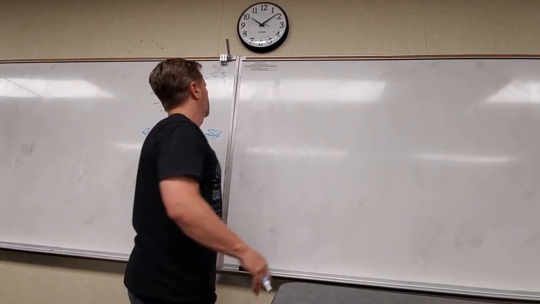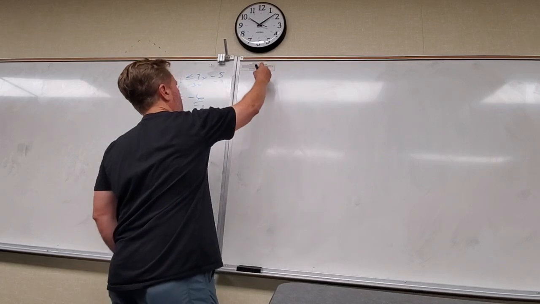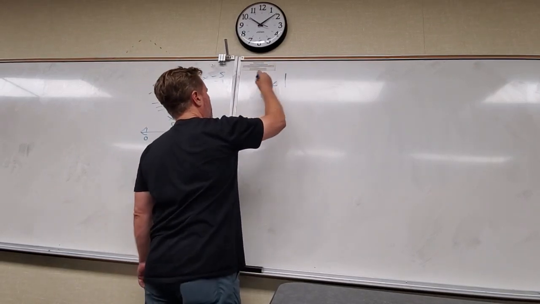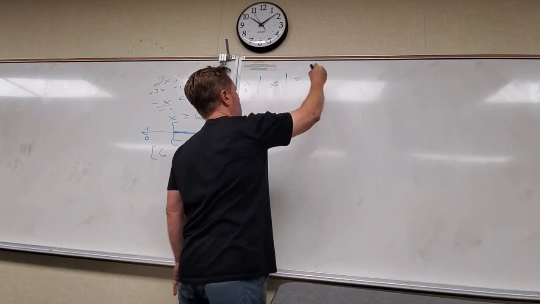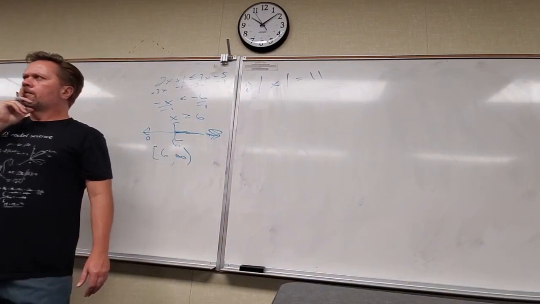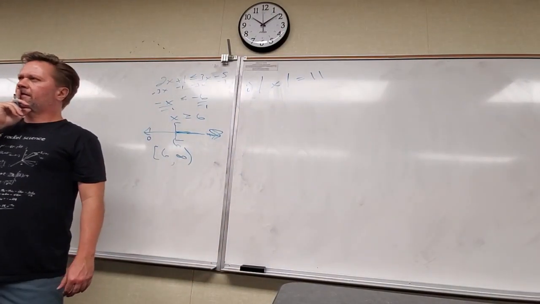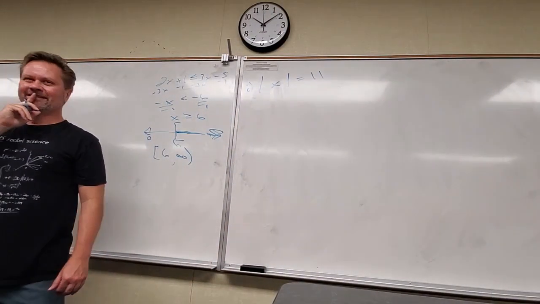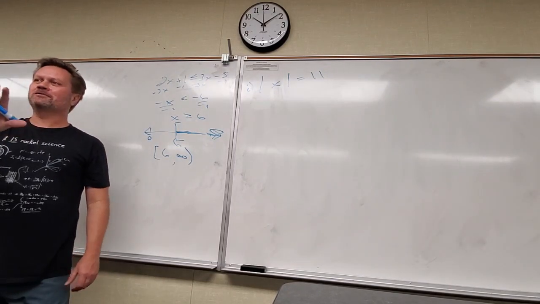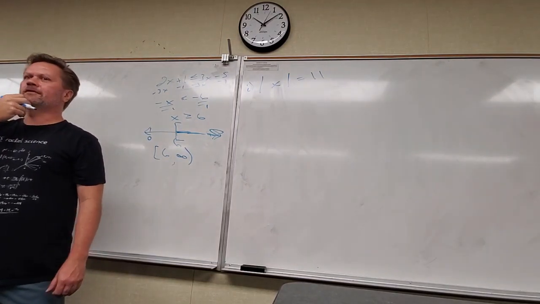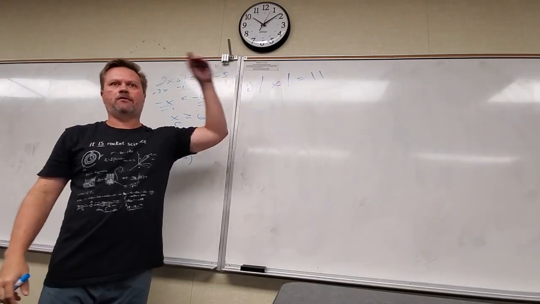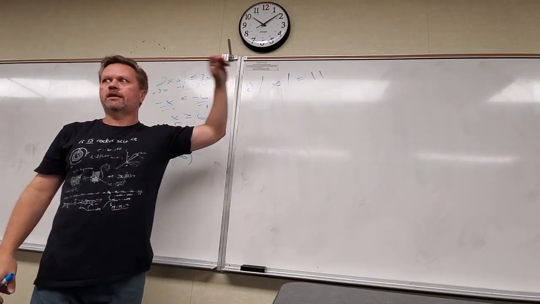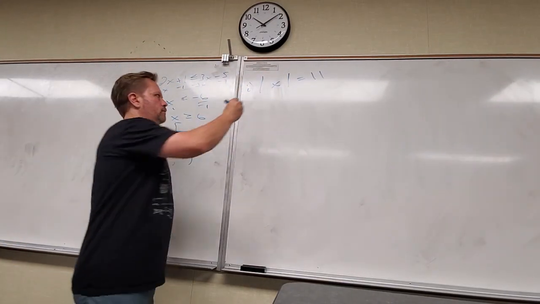Okay, so somebody remind me, how do I solve this equation here? Don't look at your notes. Just say to yourself, the absolute value of what is 11? What do you take the absolute value of to get 11? 11 or negative 11.